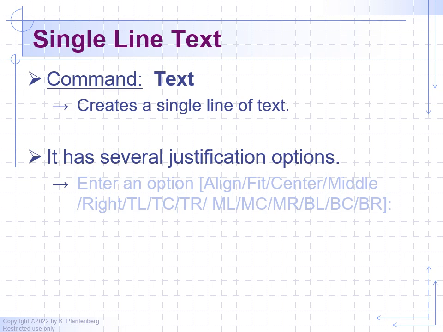Now, once you have your text style defined and you want to start putting text in, the simple type of text command is to use the text option. If you just type T, that'll create a single line of text. First thing you've got to do is pick a point. And then it's going to say essentially where do you want the text to be, and then it says, okay, what do you want your option to be? Do you want it to be aligned? Do you want it to fit into a box? Do you want it to be centered? Do you want it to be middle or justified to the right?